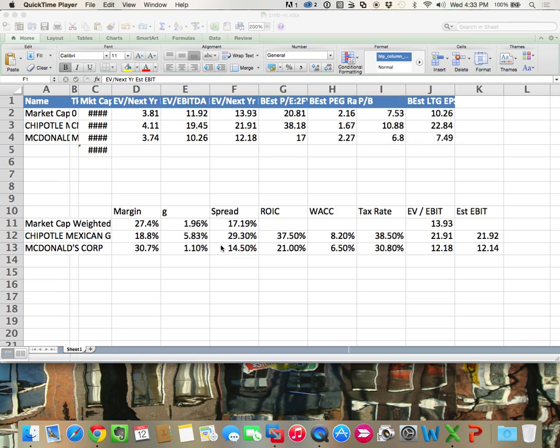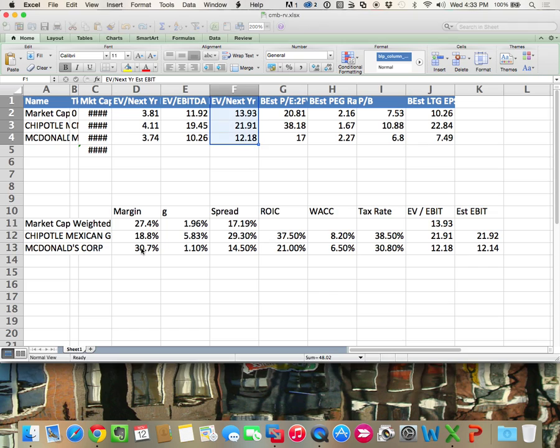Okay? So margin for McDonald's about 30.7. Margin for Chipotle around 18.8. G, I got 5.83, given an ROIC of 37.5. So again, slightly changed ROICs might get you slightly different Gs, but you should be in that range. Close to 6% G for Chipotle, close to 1% G for McDonald's.